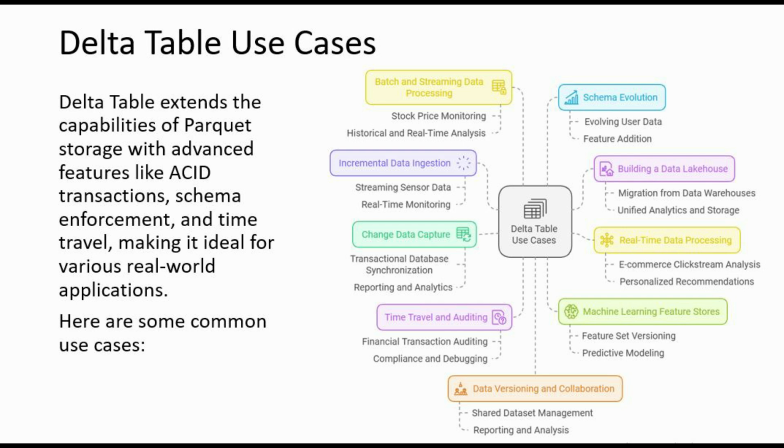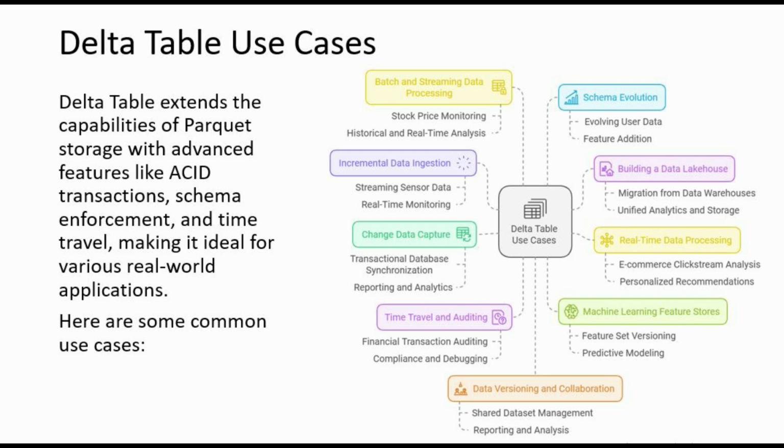Use case 7, batch and streaming data processing. Delta tables support both batch and streaming data processing, making them versatile for a variety of workloads. For instance, you can monitor stock prices by combining historical data with real-time updates in the same table. This flexibility allows you to derive insights without having to manage separate systems.